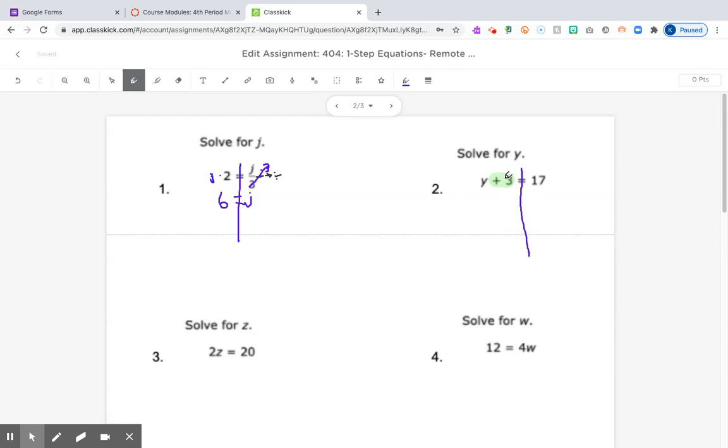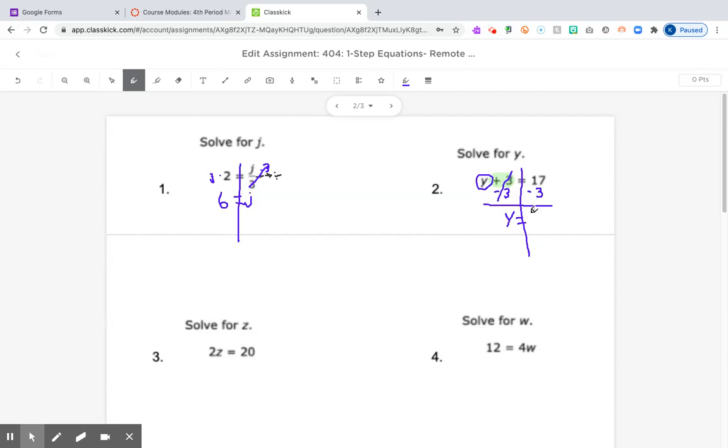And I'm going to draw my line. So the opposite of adding 3 is subtracting 3. So I'm going to subtract 3 on both sides. I'm going to draw my line. Positive plus 3 and minus 3, that gives me 0. It's a 0 pair. I'm going to cross those out. We don't need those anymore. What do you have left over? All you have left over is y. I'm going to bring down my y. And y is equal to 17 minus 3.